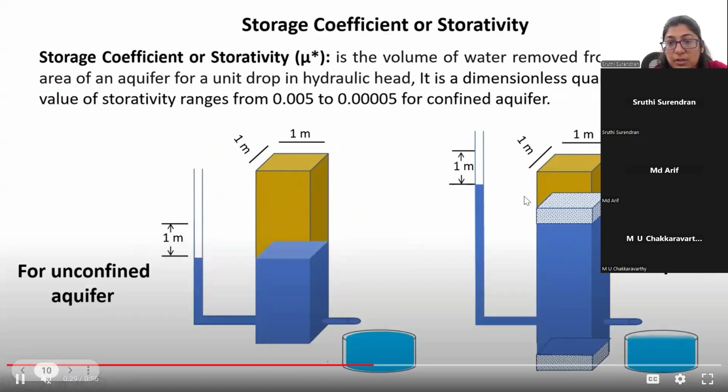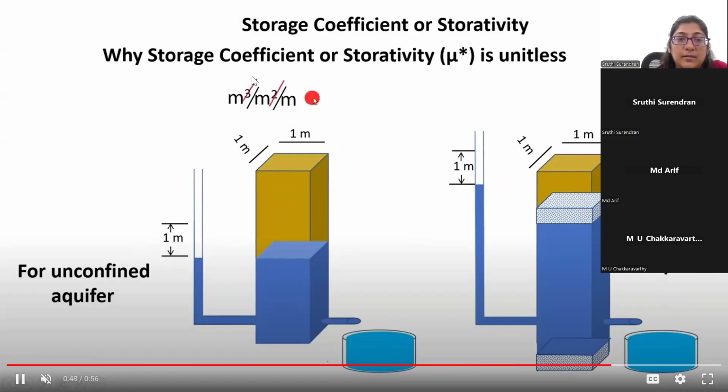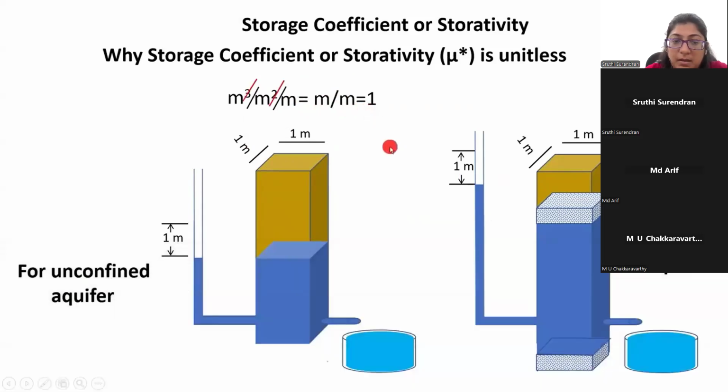You see that although water is going and 1 meter loss is there, this water level in here is not going to reduce because it is already under pressure. So the pressure release is only happening. Now we said it is the volume of water per unit cross-sectional area per unit hydraulic head. So as a result of that, when these two cancel out, we get that the unit of storage coefficient is dimensionless.